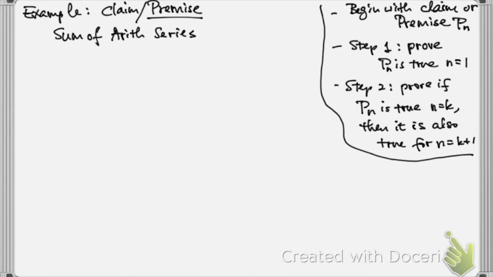So I've rewritten the steps of proving by induction. On the right hand side there, we begin with a claim or premise that we call P sub n, and the premise involves some kind of integer variable n. Step one is to prove that P n is true for n equal to 1, and then step two is to prove that if P n is true for n equal to k, then it must also be true for n equal to k plus 1. And the example that I'm going to use is a fairly simple one to begin with.